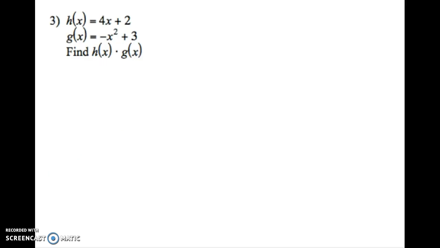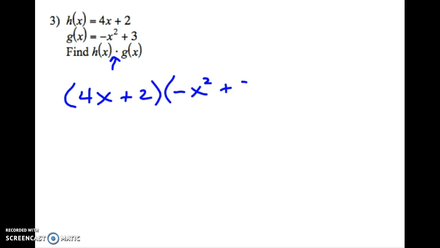For the third example, in this case, I don't know if you can see the little dot, but we are going to be multiplying. So we're going to take the 4x plus 2, which represents the h of x, and we're going to multiply it by the negative x squared plus 3, which represents the g of x. At this point, you can use whichever multiplying method you wish. Some people do the box method, some people FOIL. I'm going to look at the FOIL method.